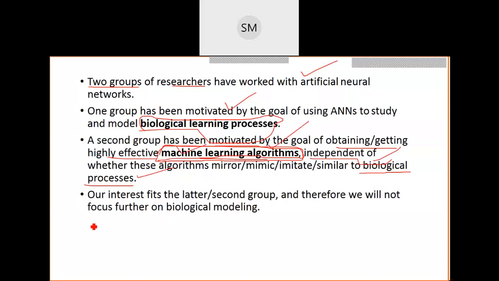But our interest is not here. Our interest is not the biological learning process. Our interest is the second one, the latter group. Therefore we are going to focus only on machine learning algorithms. We are not focusing on biological modeling. We are not going to produce a brain here. We are just interested in solving some problems with the help of machine learning algorithms, inspired by our biological nervous system or neural system.